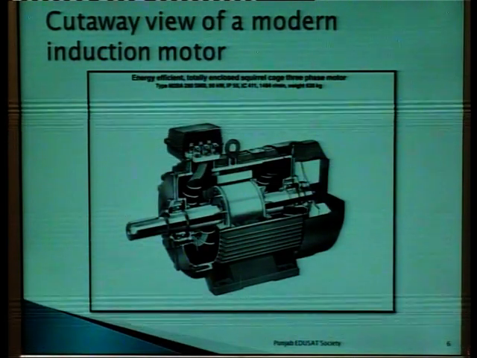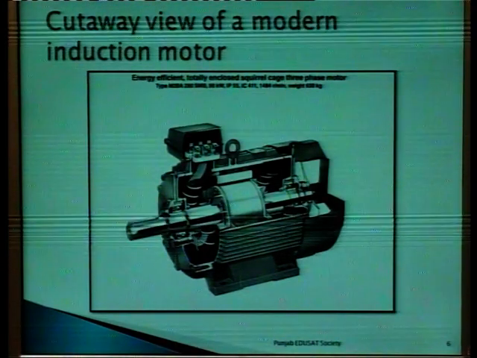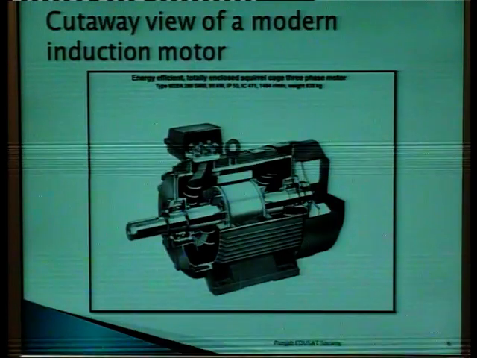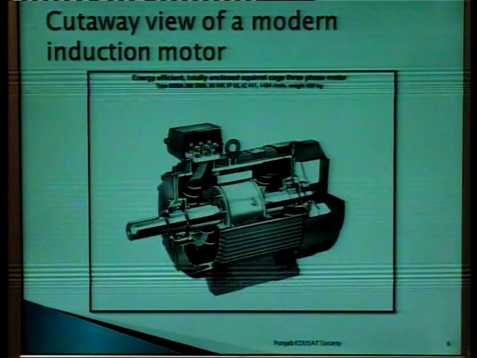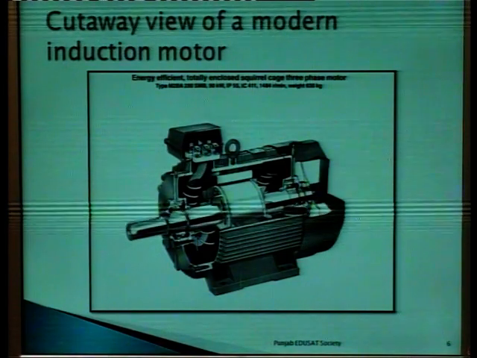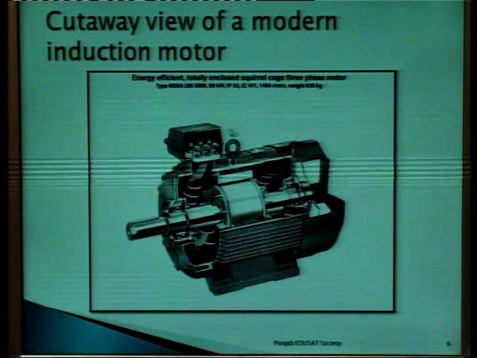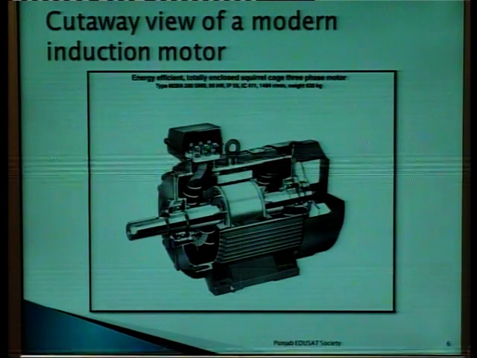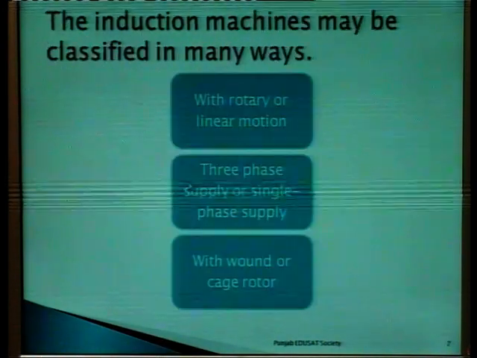This figure shows the cutaway view of a modern induction motor. This shows all the parts of an induction motor, starting from the shaft of the induction motor, and outside it, this cut view shows the stator of the motor. Inward is the fitted rotor of the induction motor. This is the terminal box, the outer body of the induction motor, and this is the hook for lifting the motor. This is the base of the induction motor. This cutaway shows all the parts in the induction motor.